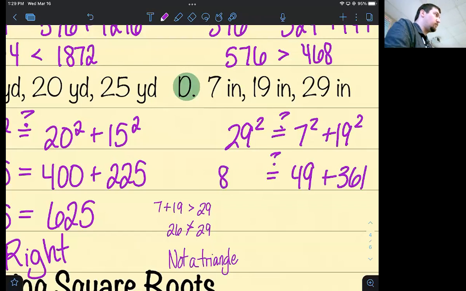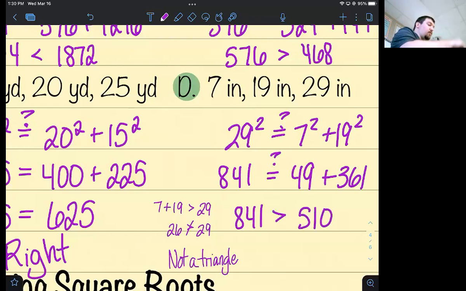I actually had it. 29 squared, 841. And then you added 49 and 61 to get 510. And you said 841 is greater than 510. And since c squared is greater than a squared plus b squared, we have an obtuse triangle. So you put obtuse, didn't you?